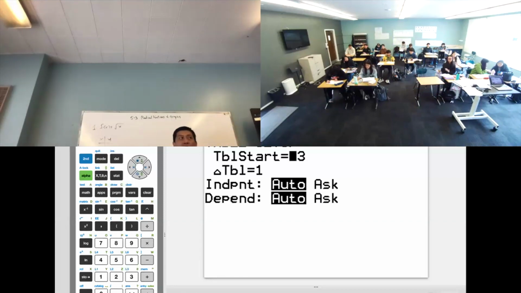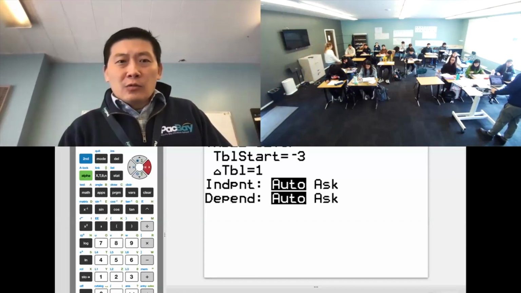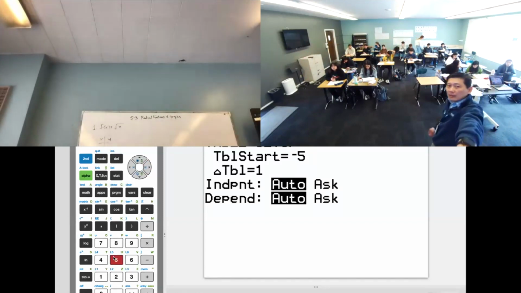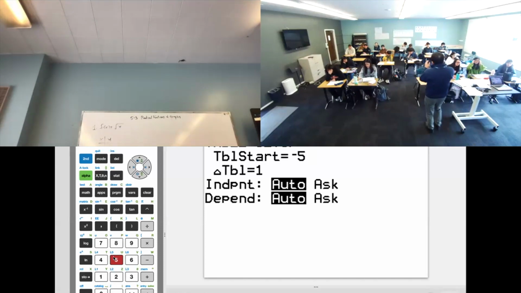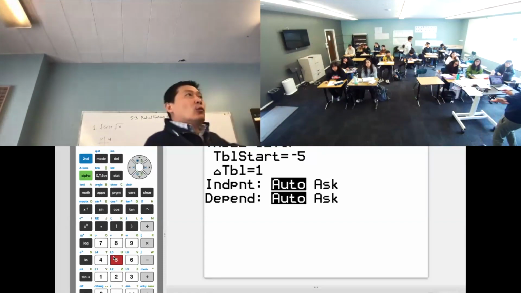Now, when I set up a table, typically, in a handwritten table, we typically start with some easy numbers, 0, 1, 2, and then we'll go to the negative. Why don't we just go ahead and start with the negative? In fact, maybe I'll start with -5. So I'll go to -5, and then the delta table, that means every increment. How much do you want every increment? I want every one unit. So if I start with -5, the next number is going to be -4, right, -3, and so on and so forth. So that's how I will set up my table.